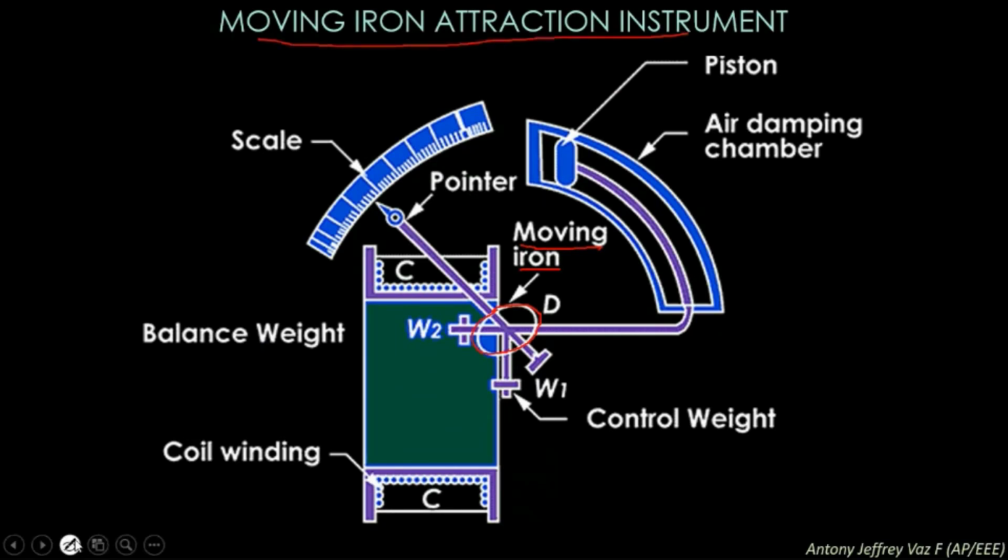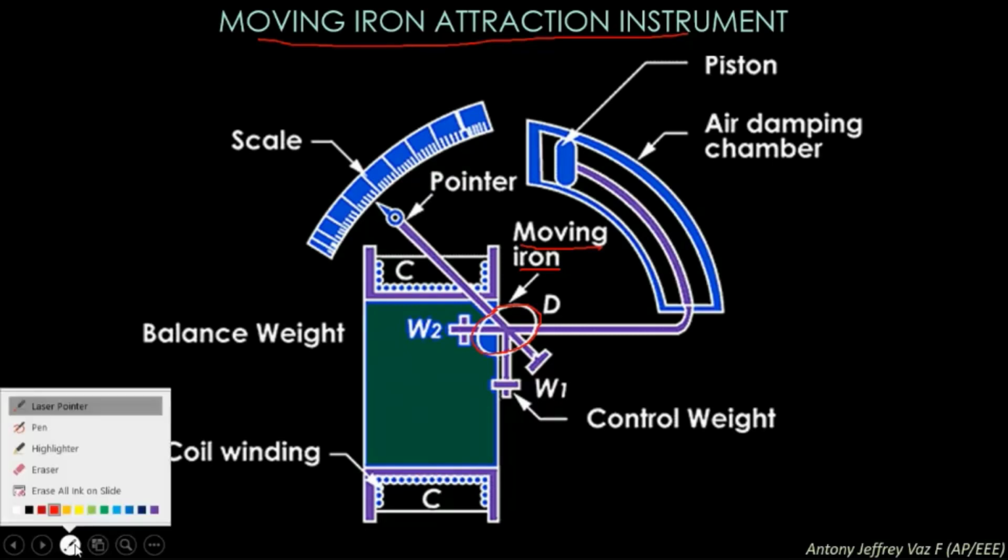Now this is the basic construction of the instrument. Now let us see the operating principle of the instrument. Here, if you supply the current or voltage being measured, an alternating magnetic field will be produced in between the coils.